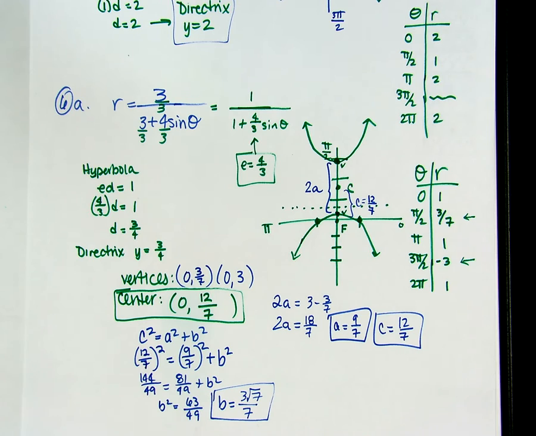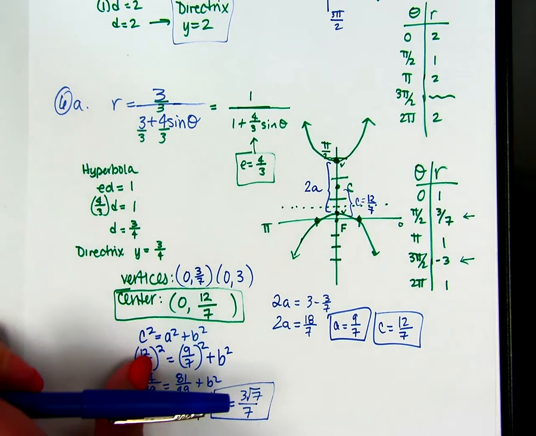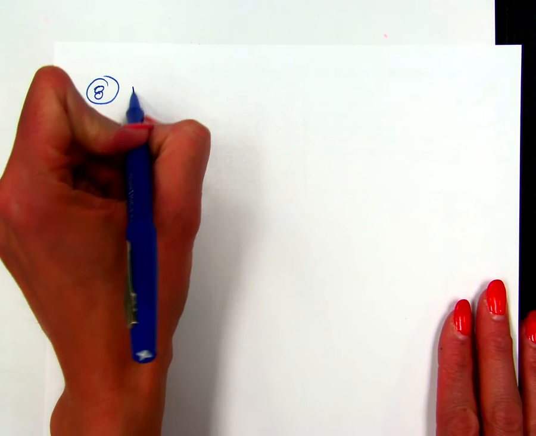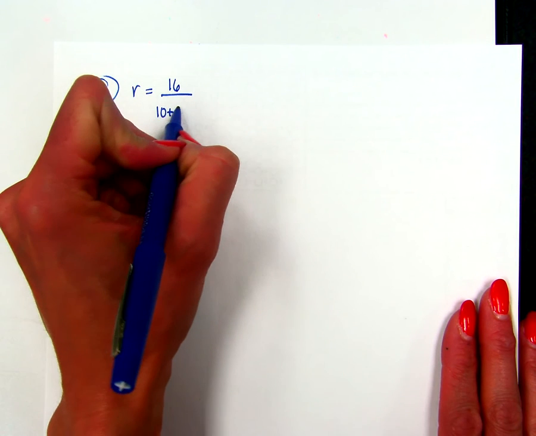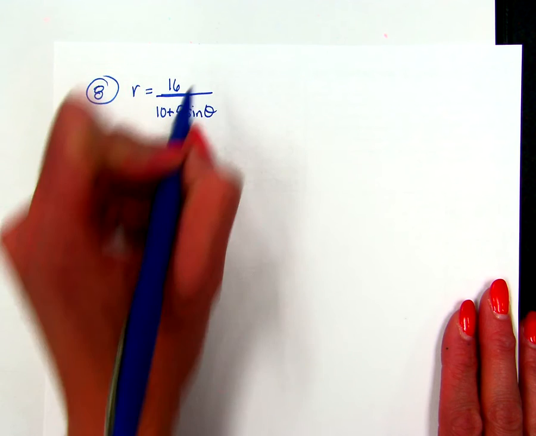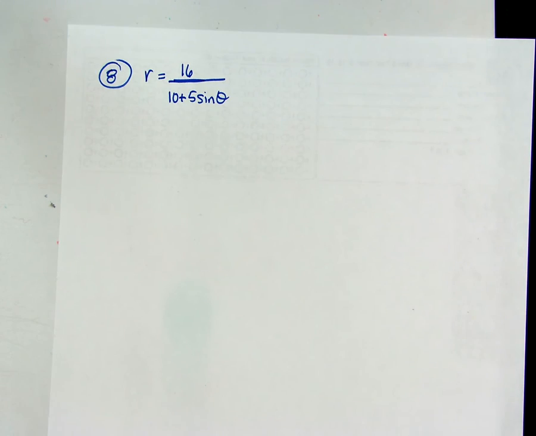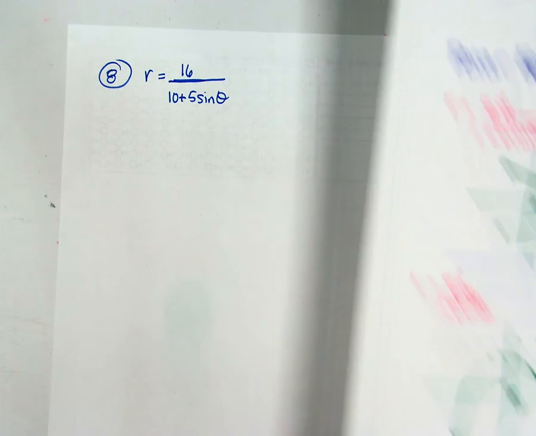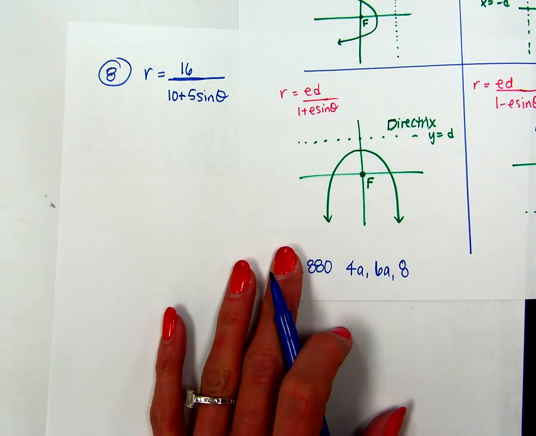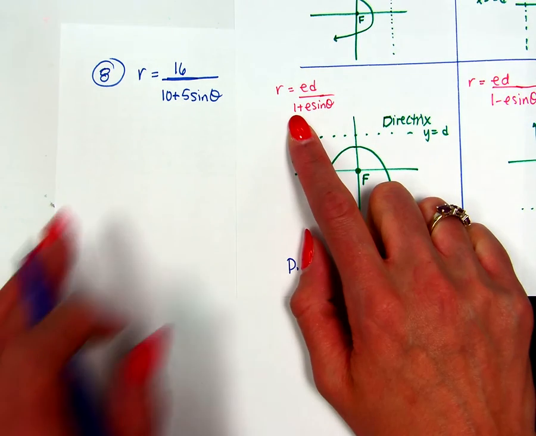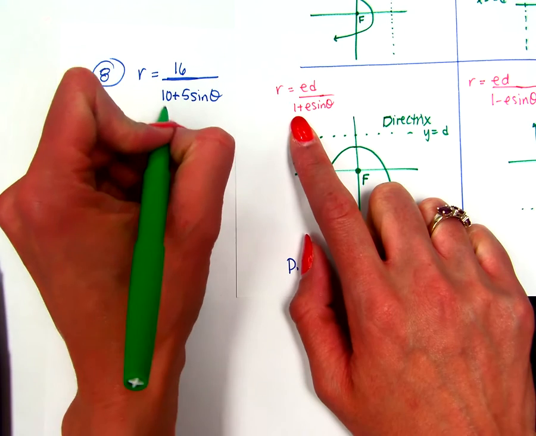All right, last problem is problem number 8. Problem number 8 gives us r equals 16 over 10 plus 5 sine theta. I didn't mean to pick all the ones that kind of matched up with the same generic equation, but you get the idea of what to do. So this one matches here. We know that this should equal 1 at the beginning, which it doesn't, so that means we need to divide everything by 10.